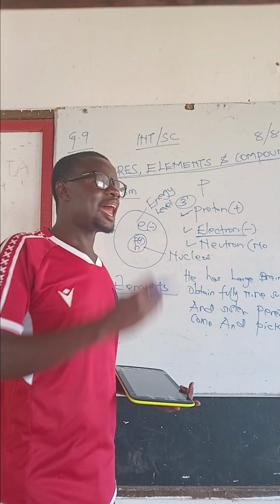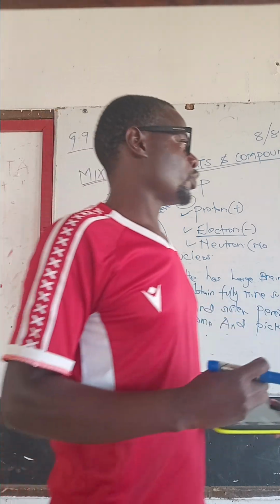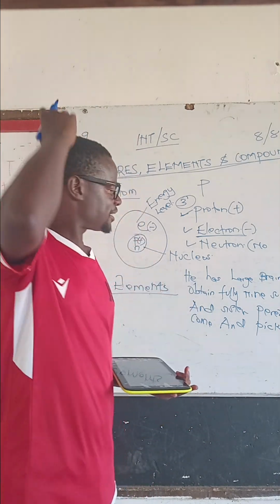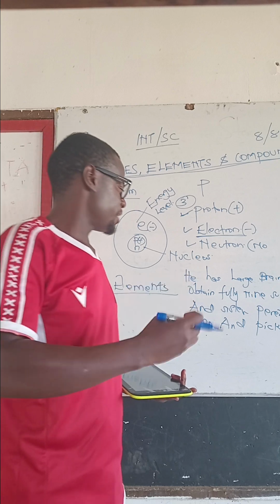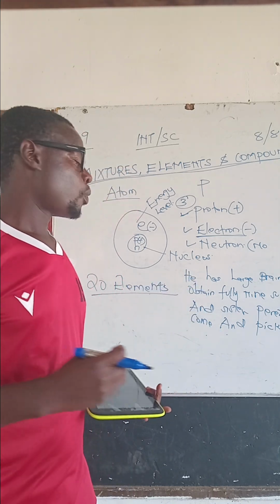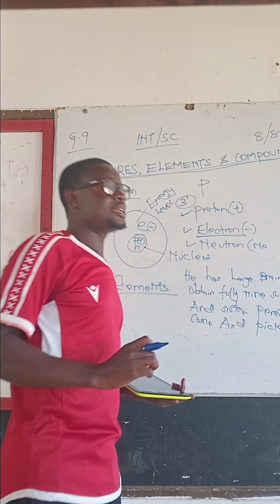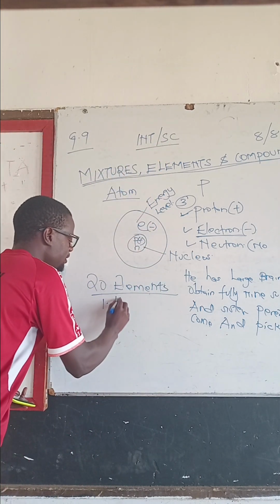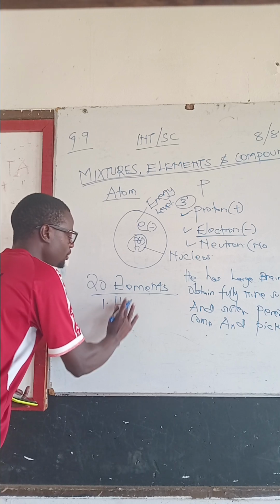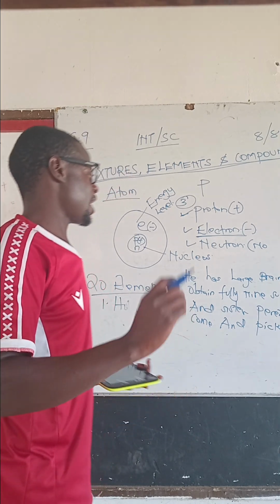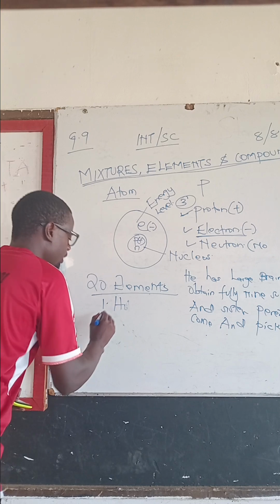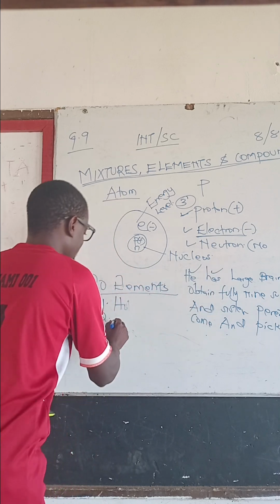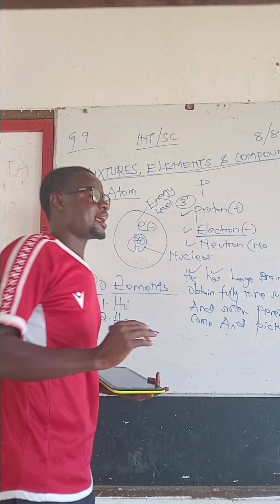He has large brain but cannot obtain fully 9 subjects. Mother and sister Paris should come and pick cartons. So when we talk of He, it means number one, the first element, is hydrogen. I'll be using their chemical symbols. Hydrogen. Number two, Has, is helium. The symbol is He.